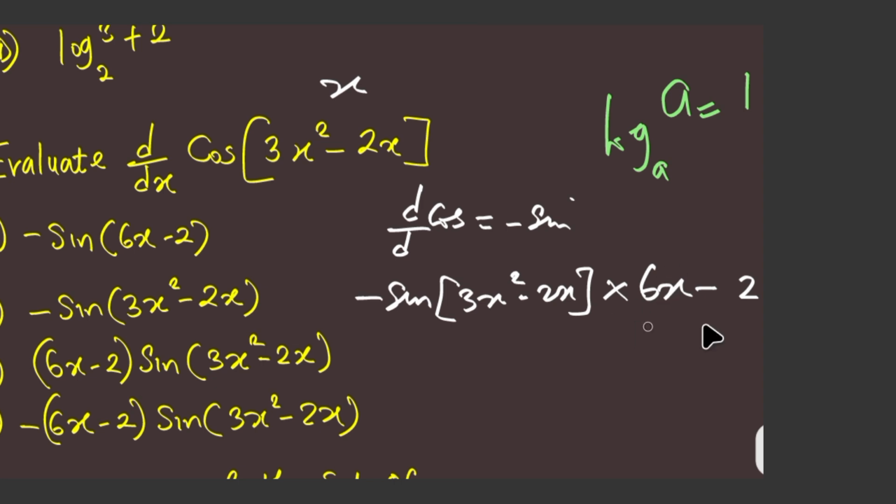So just bring this one in front here. Put this in front, it should look like this. This minus is this minus, this minus is this minus. Put this one in brackets, 6x minus 2. Put this sign at the back here.